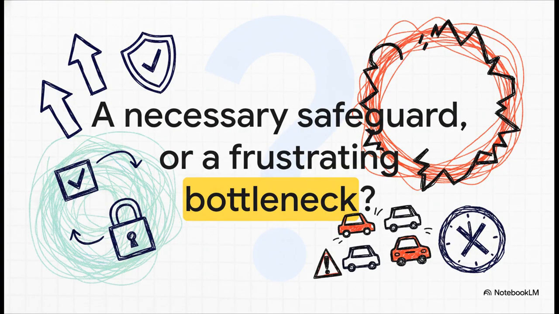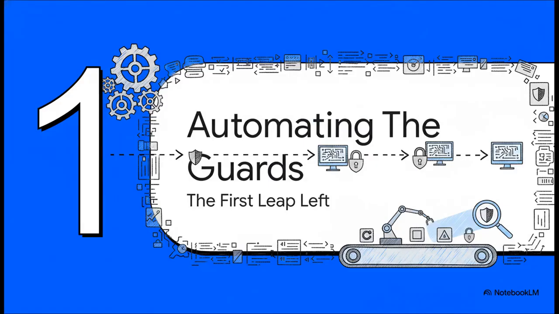In today's world of super fast, continuous development, making security the very last step, well, it often brings everything to a screeching halt. It becomes this massive bottleneck that forces teams into really expensive and time-consuming rework. So naturally, the first big change was to take that slow manual review process and automate it. This was the first real leap left, integrating automated security testing right into the development pipeline itself.